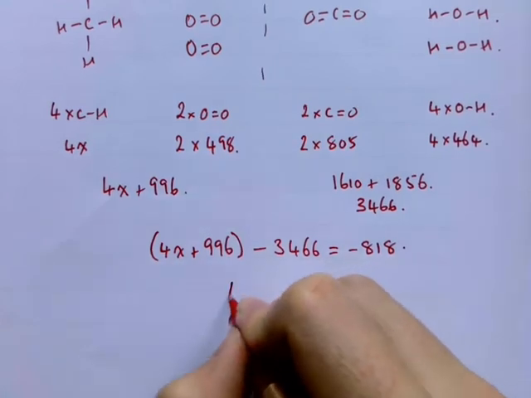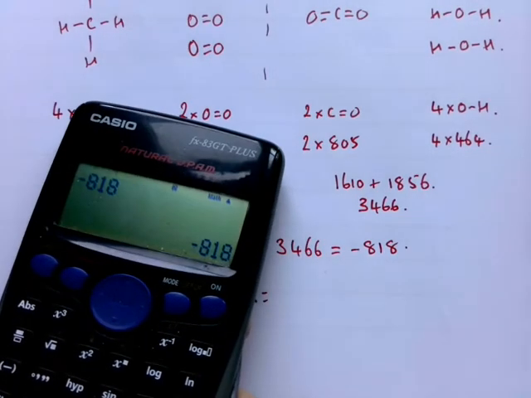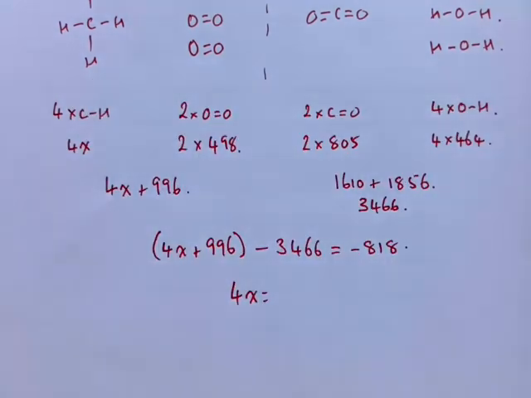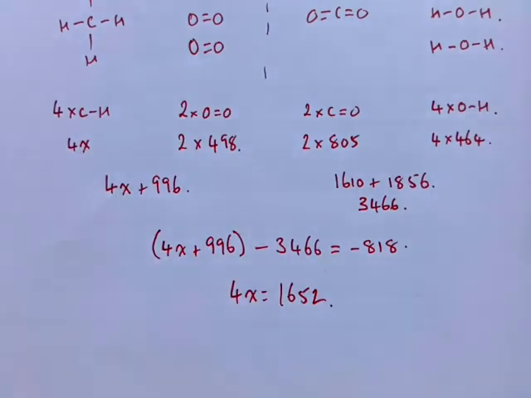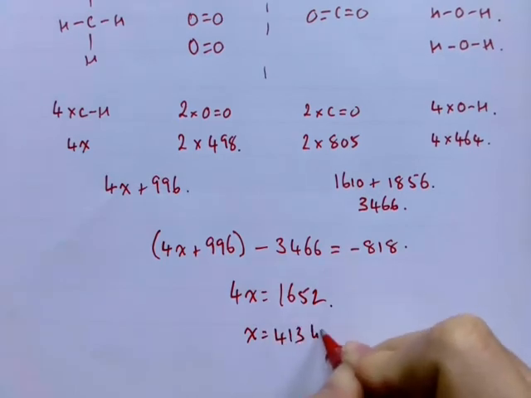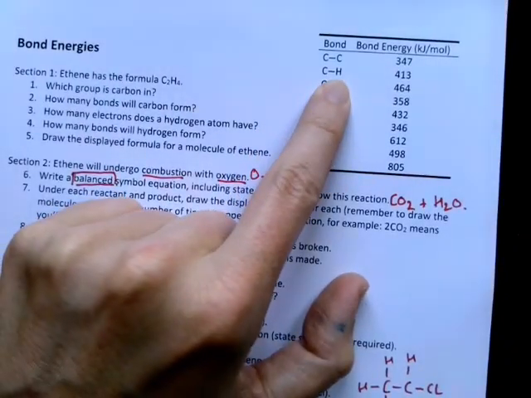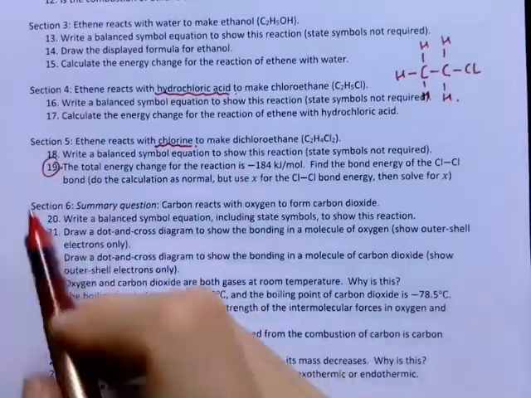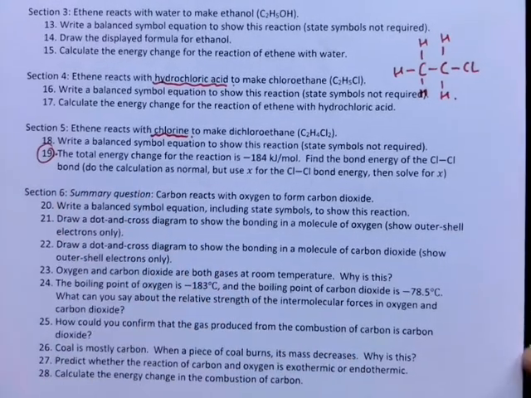So I can see that 4x is going to be minus 818 plus 3466 minus 996 gives me 1652. Then I just need to divide by 4 to give me 413. x equals 413 kilojoules per mole, which is the number here. So when you get to question 19, this is the tricky one, but that's how you do it. You follow the same process to do it like that.